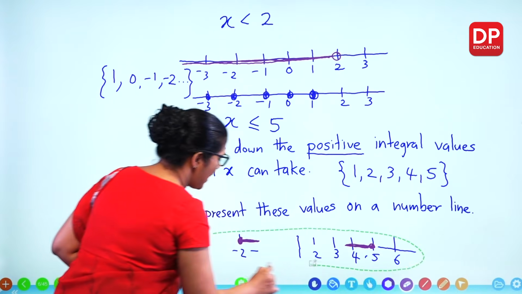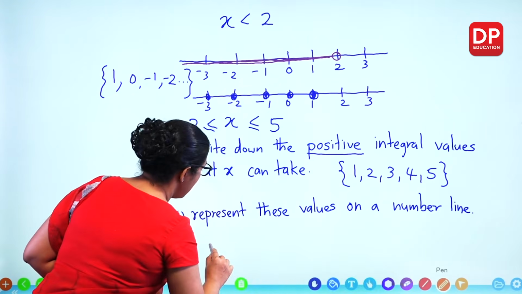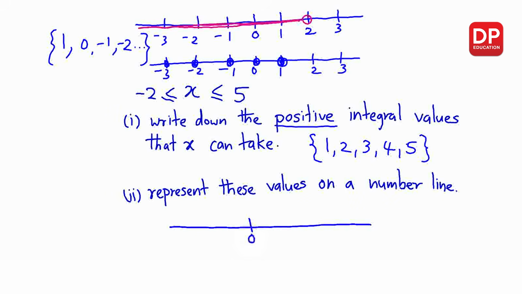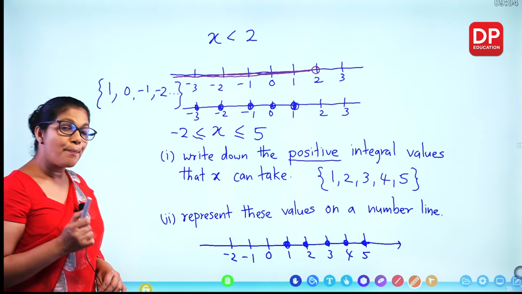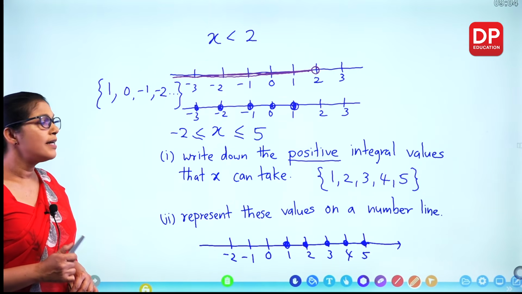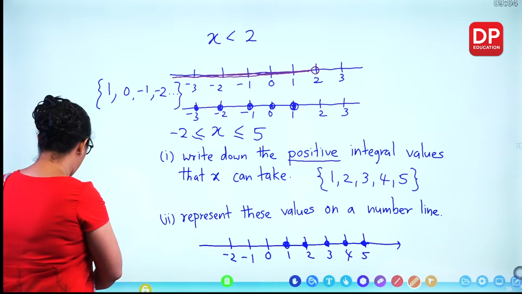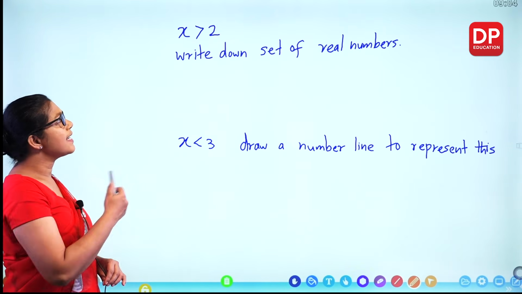I'll erase the whole thing and write down 1. So I can put a solid circle because 1 is included. 2, 3, 4, 5. So that's how we can represent the positive integral values on a number line. Now we'll take another example.